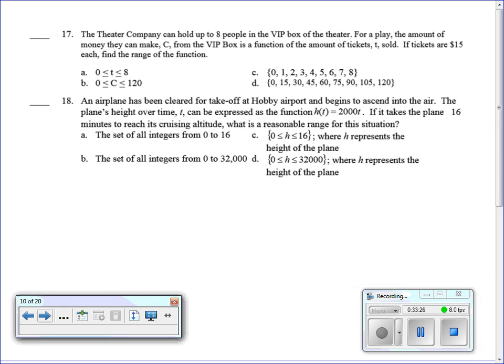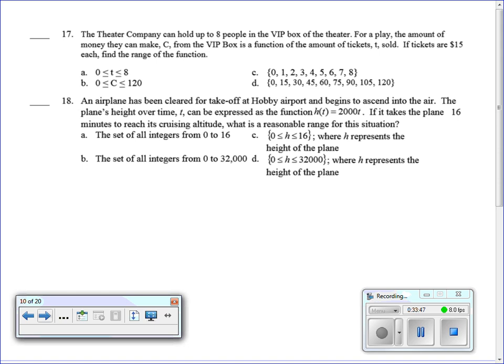We get to 17. It says a theater company can hold up to 8 people in the VIP box of the theater. For a play, the amount of money they can make, C, from the VIP box is a function of the amount of tickets, T, sold. If tickets are $15 each, find the range of the function.